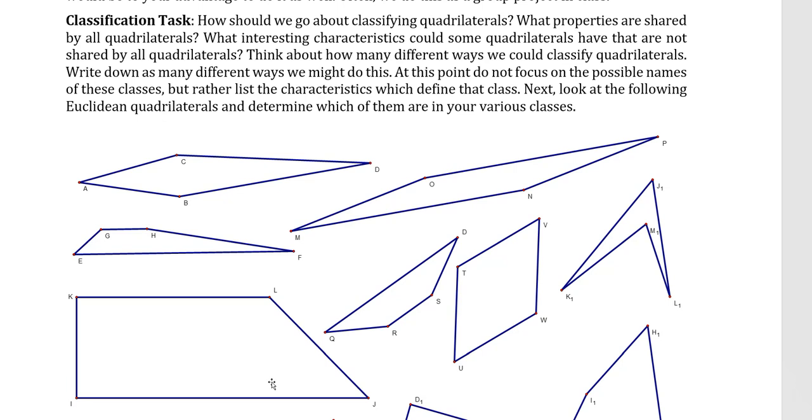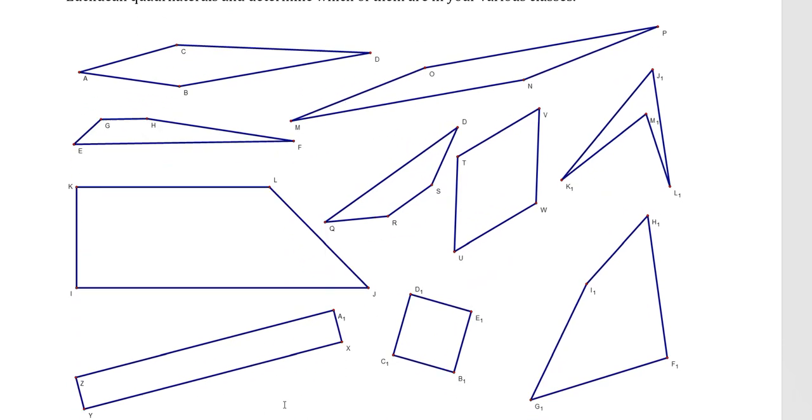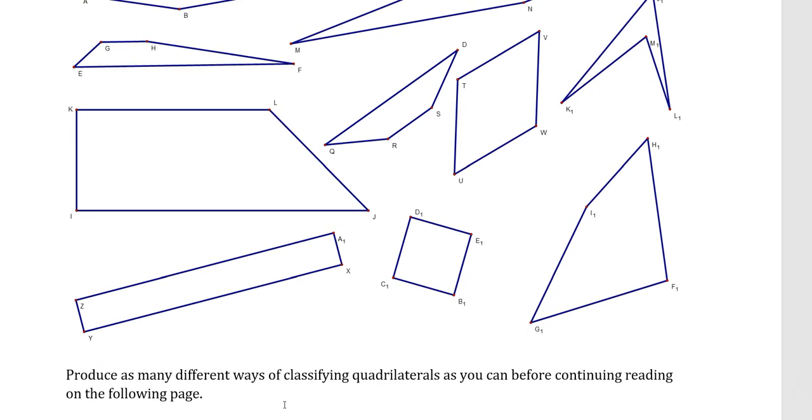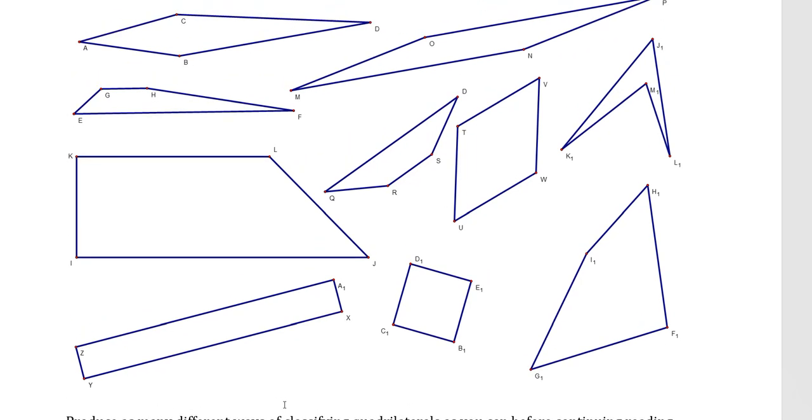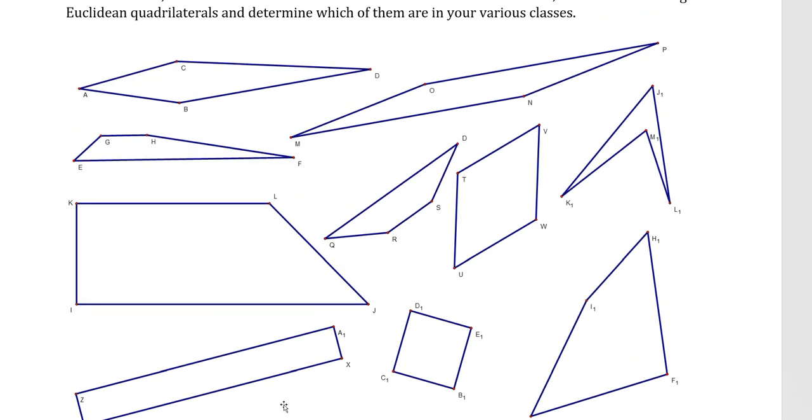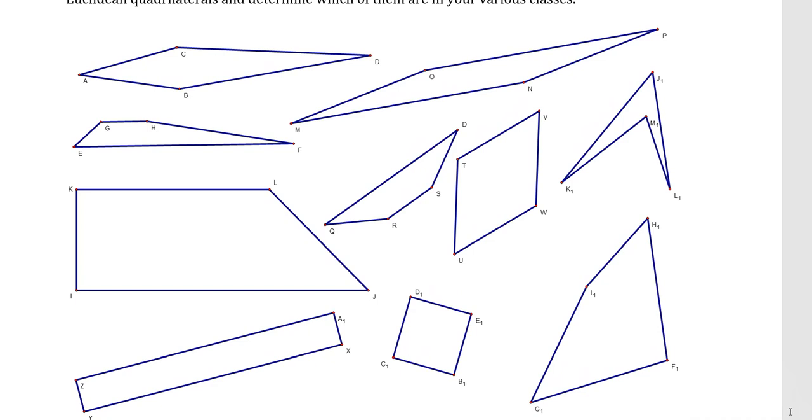Next, look at the following Euclidean quadrilaterals and determine which of them are in your various classes. Produce as many different ways of classifying quadrilaterals as you can before continuing on, and look back at these and see which ones go in your classes. Actually, looking at these figures might inspire you to come up with some different classes. So I want you to actually do this task right now. This is a really good task. Think about what kinds of classes you can come up with. Once you've exhausted all the different ways you can think of, come back, okay? Press pause right now. All right, you're back.